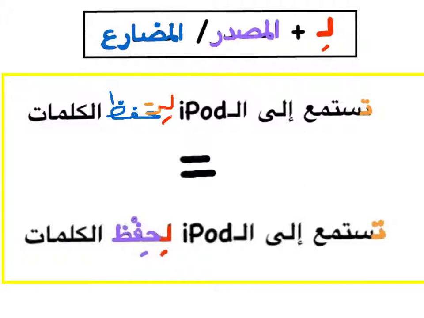And for the final example we have تستمع إلى الآيبود لتحفظ الكلمات, which we always do. We listen to the iPod to memorize the words, and تستمع إلى الآيبود لحفظ الكلمات. So the first one is مضارع, because you have تحفظ هي, she, and لحفظ is المصدر. Again, it's the same meaning.